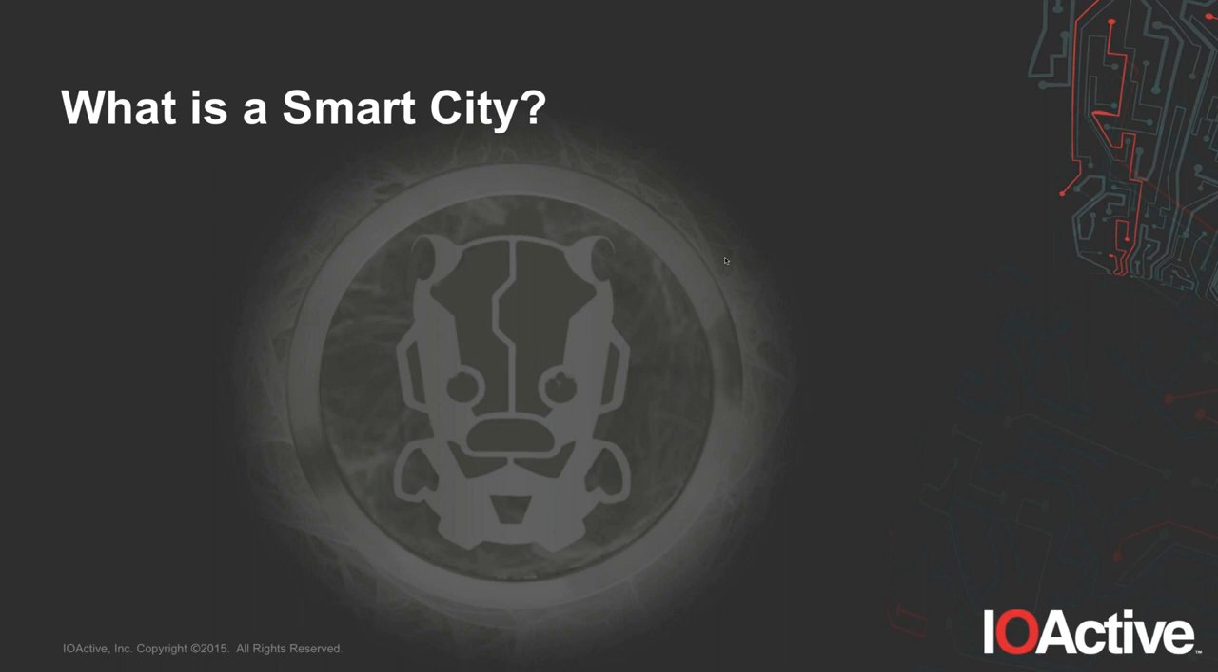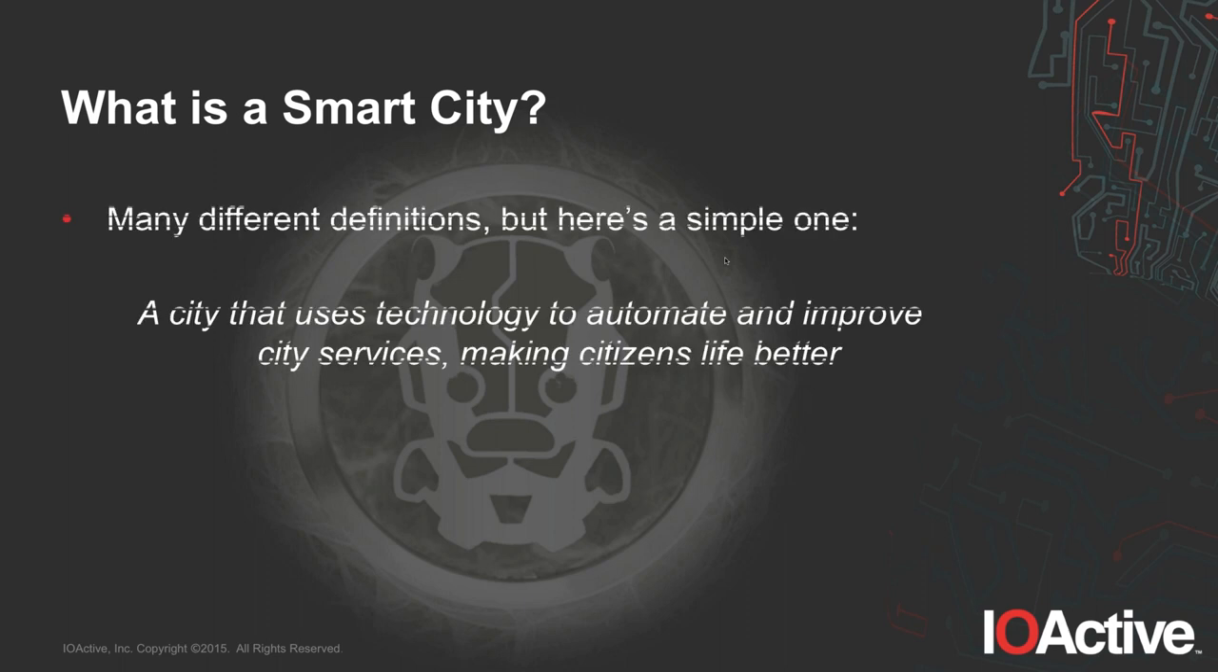So what's a smart city? I mean, if you look around, you will find many definitions depending on where you look. But I came up with a very basic definition so we are all on the same page about what a smart city is. A very simple one is a city that uses technology to automate and improve city services, making citizens' life better. So basically, it's just technology being used to provide better services to the citizens.